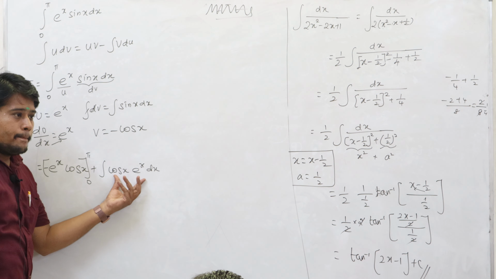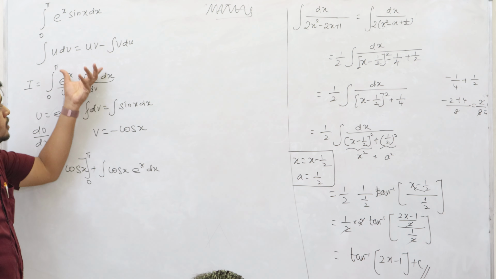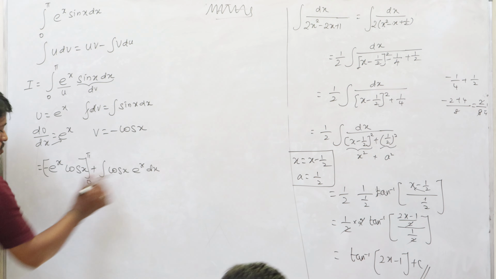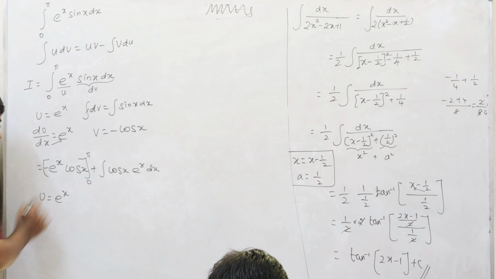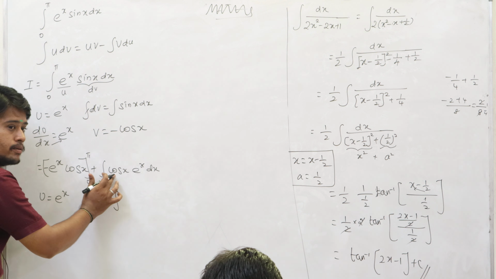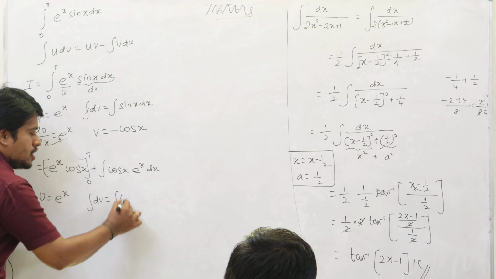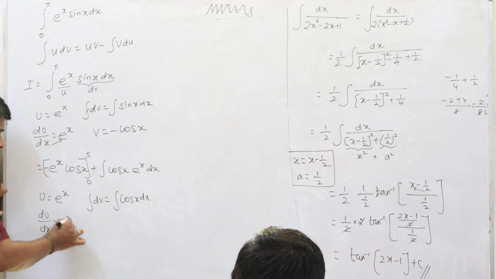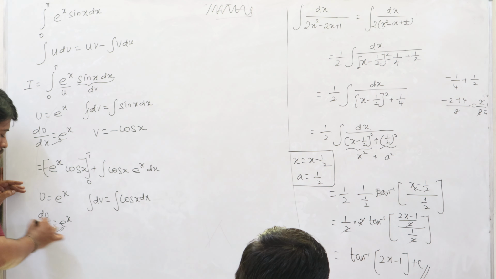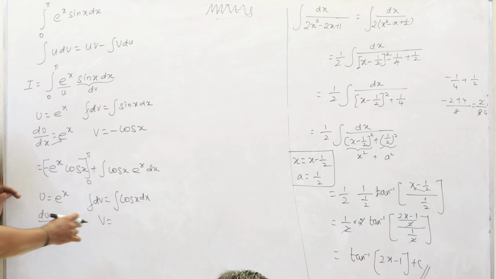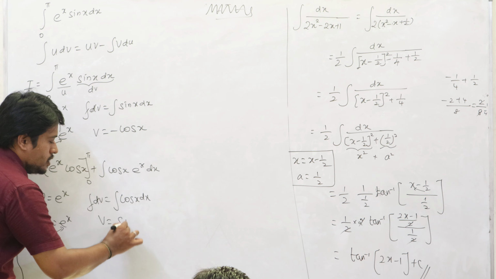Now for this, we again use the integration by parts method. Okay, so u is equal to e power x, and integral of dv is equal to the balance terms, cos x dx. So you have to differentiate: du by dx equal to e power x, again e power x. So du is equal to e power x dx. V is equal to integral of cos x dx, which gives sin x.